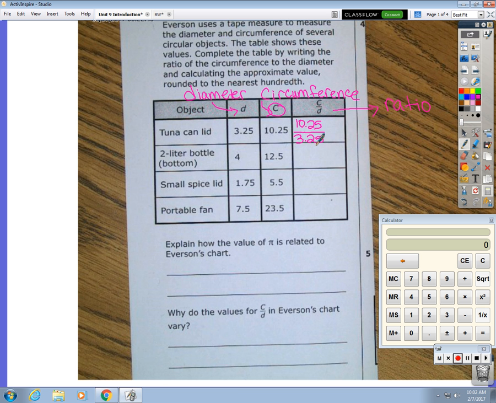On the next one, we're going to set up the ratio. Circumference is what? 12.5 over 4, because that's our diameter. Are we solving those? Hold on a minute. Next one, the circumference is 5.5 over 1.75. And the portable fan, our circumference is 23.5 over the diameter of 7.5.